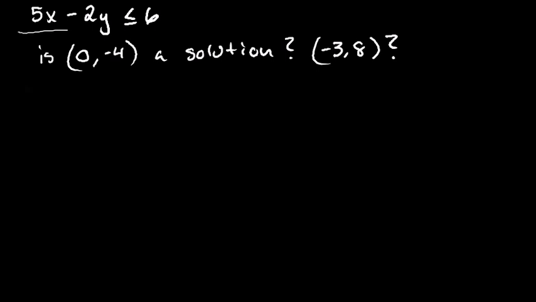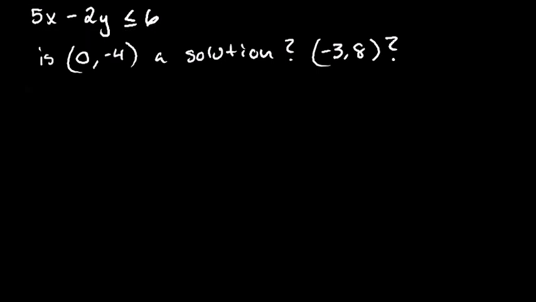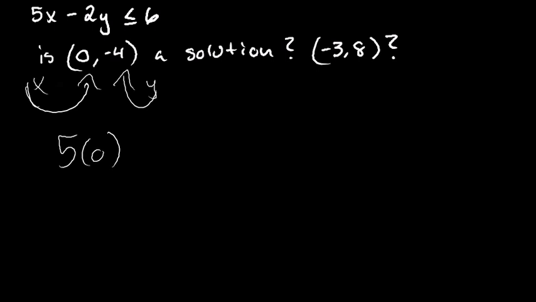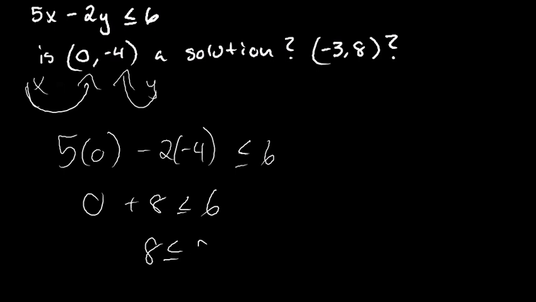Okay, if I am looking at 5x minus 2y is less than or equal to 6, is 0, -4 a solution? So what am I going to do? I have an x value right there, and I have a y value right there, x and y. So I can go ahead and plug those in. So 5 times 0 is 0, minus 2 times negative 4, which is a positive 8. Is that less than or equal to 6? Is 8 less than or equal to 6? No, it is not. So that's not a solution.